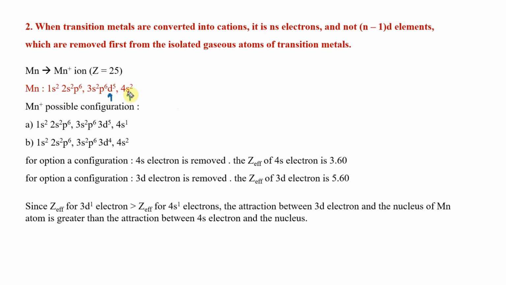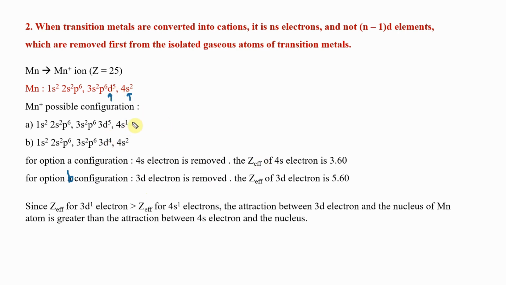By the order of filling, if I remove this one first, I will end up with configuration B. As we know from class theory, the actual one is A. Now let's explain why A and not B. In option A, the 4s electron is removed: 4s2 becomes 4s1. In option B, a 3d electron is removed: 3d5 becomes 3d4.